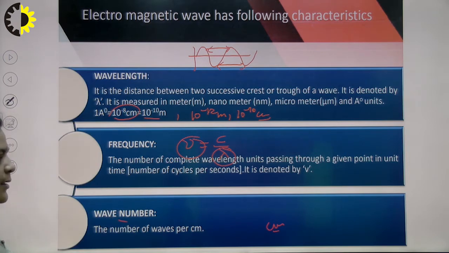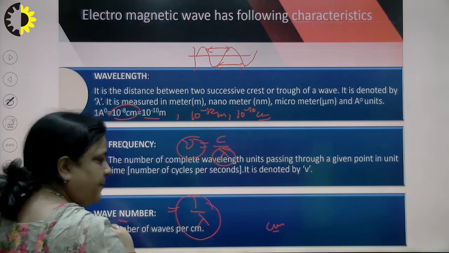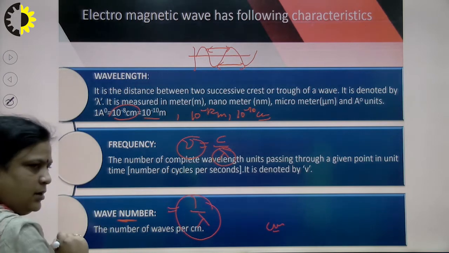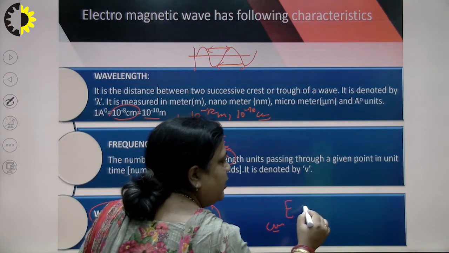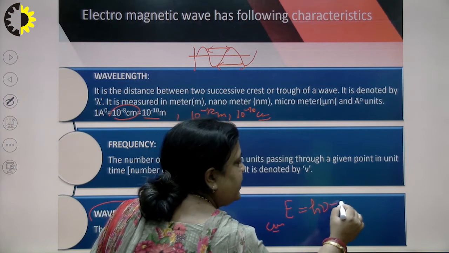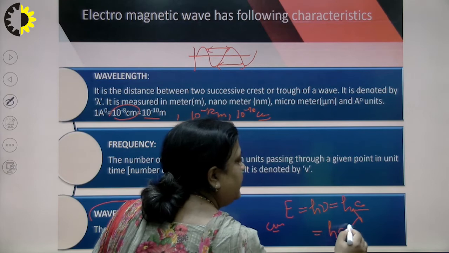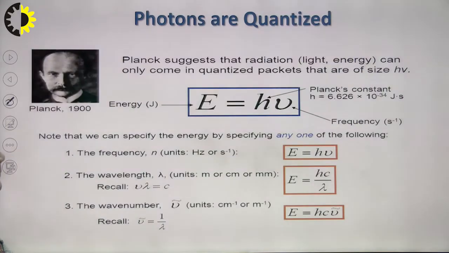Wave number is the number of waves per unit length and is equal to 1 upon lambda. This is a very good term, which is directly proportional to energy, because energy is equal to h nu, and h nu is equal to h c upon lambda, and we can write this as h c nu bar. So, the wave number is shown by nu bar. Now, energy.